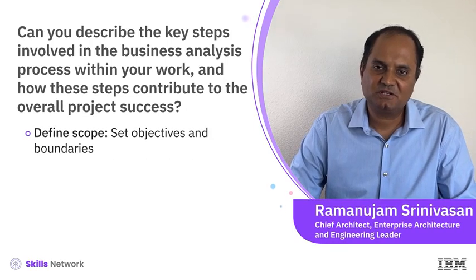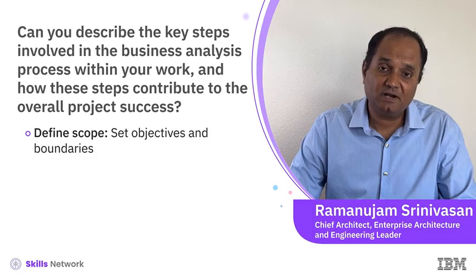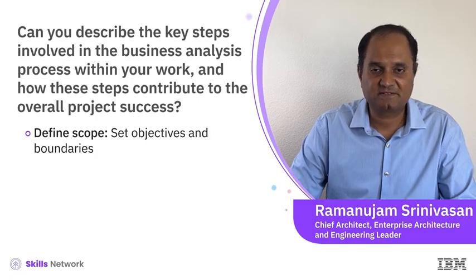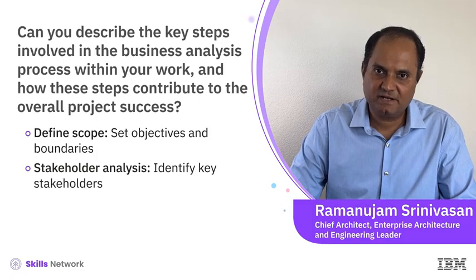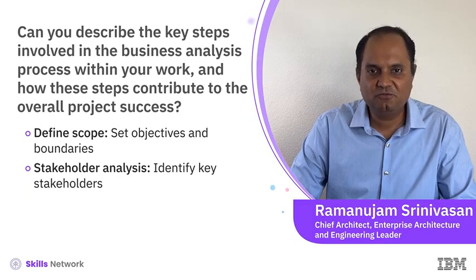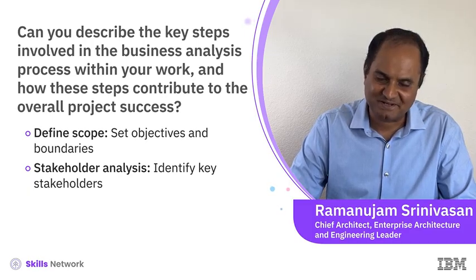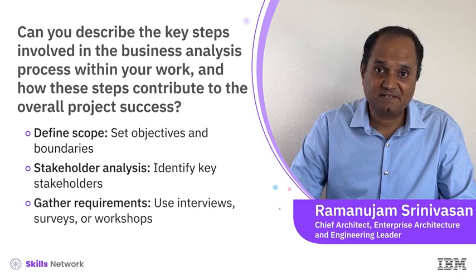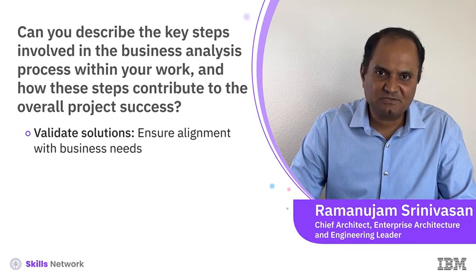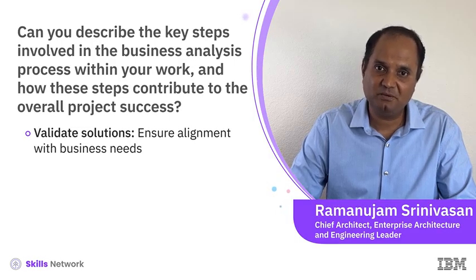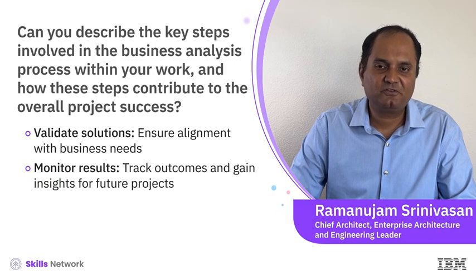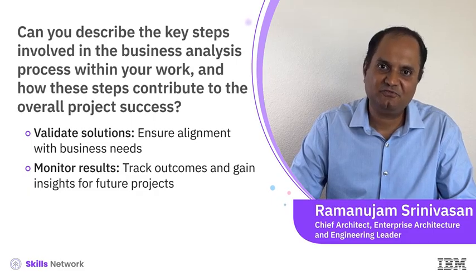First off, defining the project scope is vital. This helps everyone understand what we are aiming for and what's off limits. Next is stakeholder analysis, figuring out who needs to be involved, to ensure we gather all necessary perspectives. Then we move on to requirements gathering, where I use interviews, surveys, or workshops to collect insights systematically. Validating solutions is another big step. We need to ensure what we are proposing aligns with business needs before jumping into implementation. Finally, monitoring results after implementation helps us see if we hit our goals and provides insights for future projects.